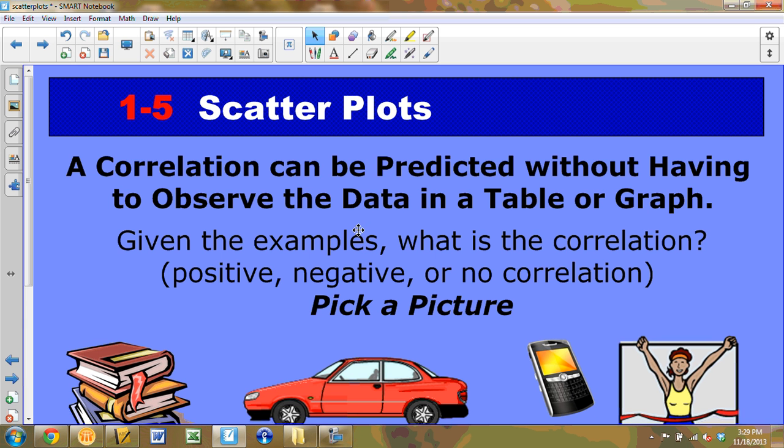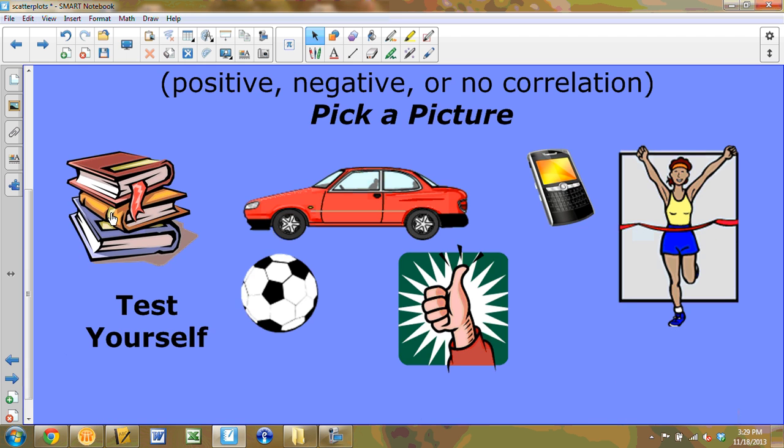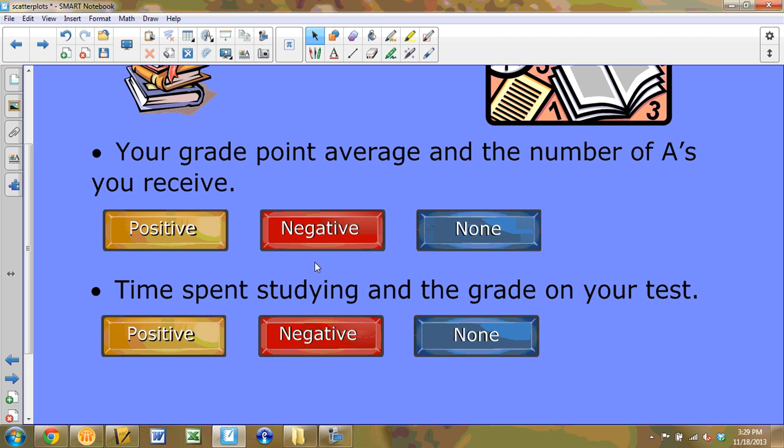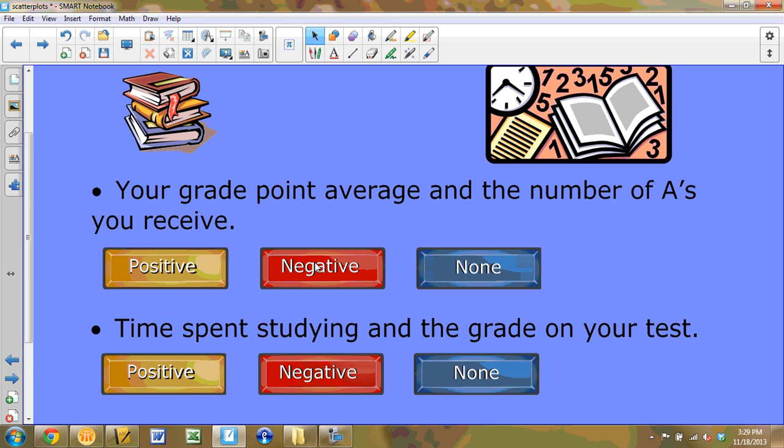Now, what if I have, let's see, pick a picture: your grade point average and the number of A's you receive. What you want to think about is that you have two pieces of data here. You have your grade point average and the number of A's you receive, right?